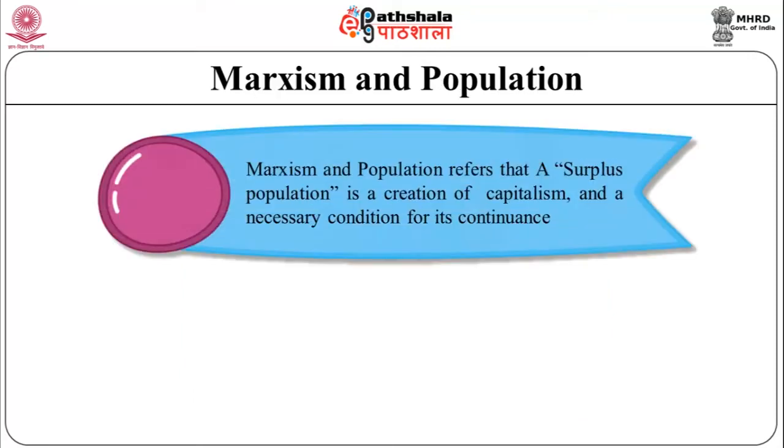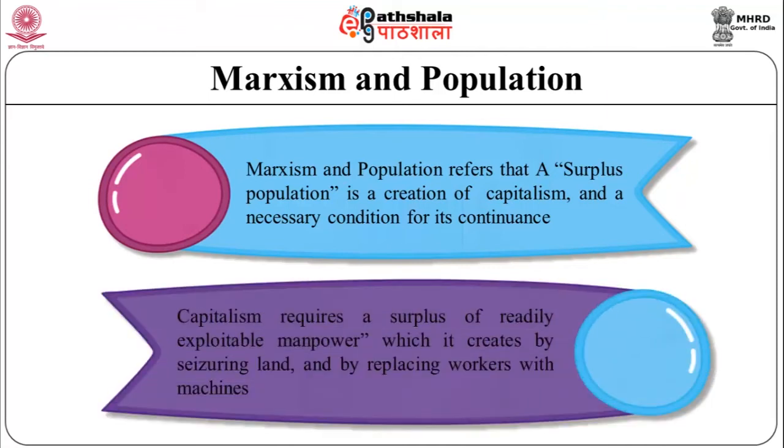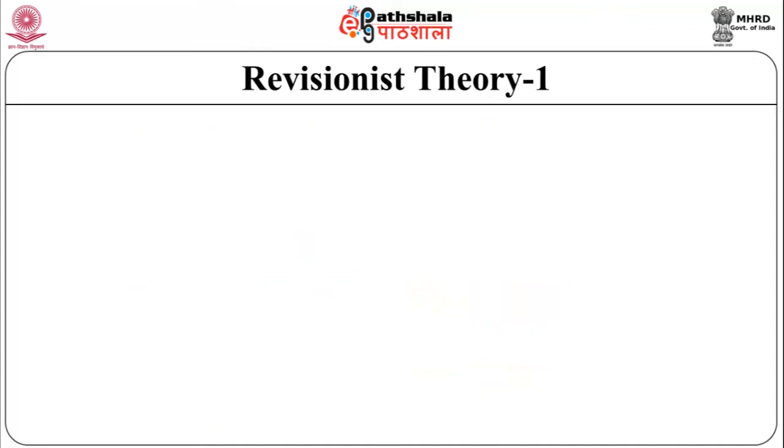Now, Marxism and population holds that a surplus population is a creation of capitalism and a necessary condition for its continuance. Capitalism requires a surplus of readily exploitable manpower, which it creates by seizing land and by replacing workers with machines. Now let us discuss revisionist theory 1.